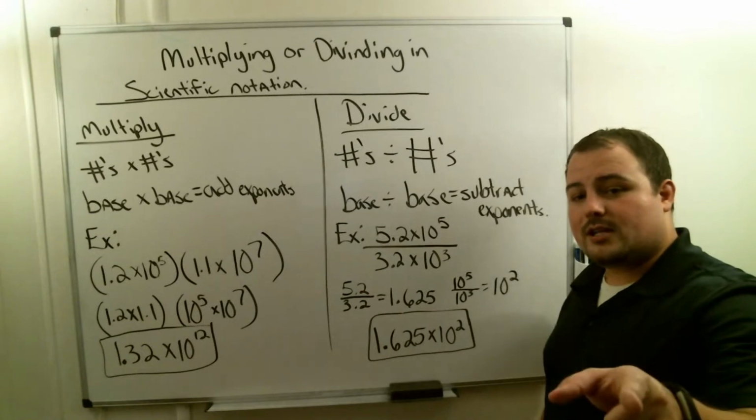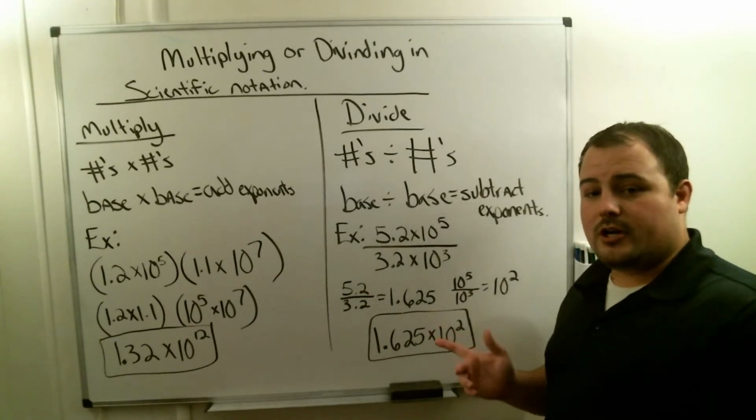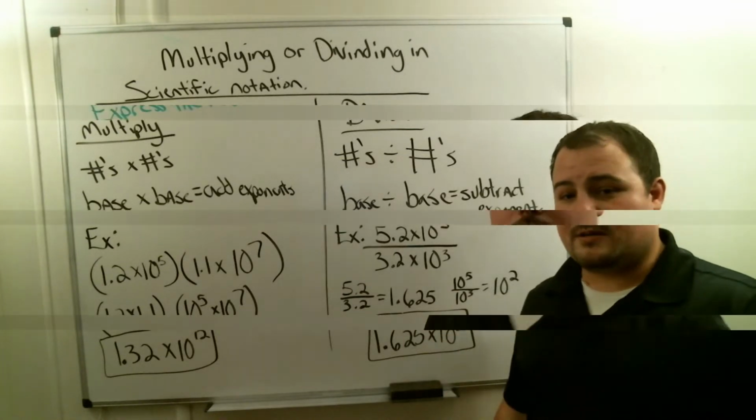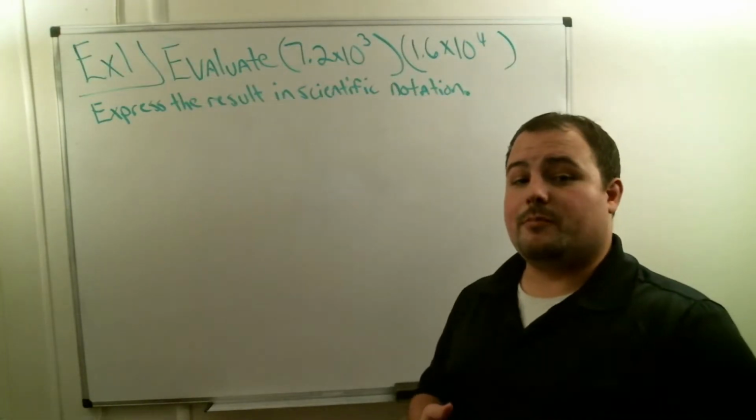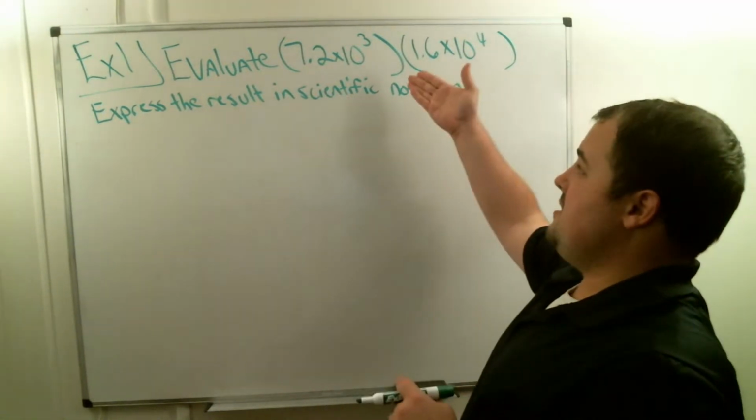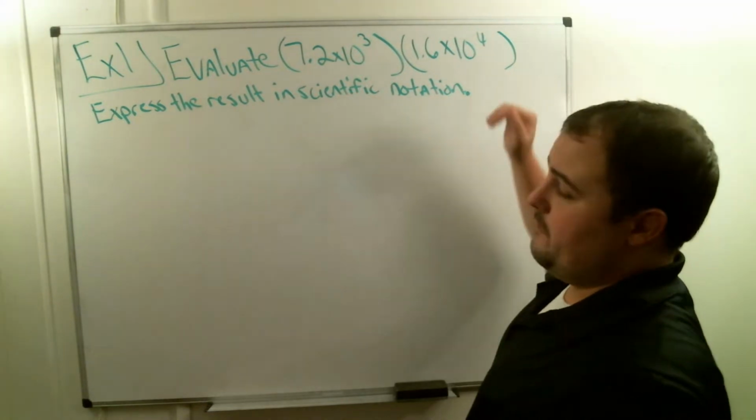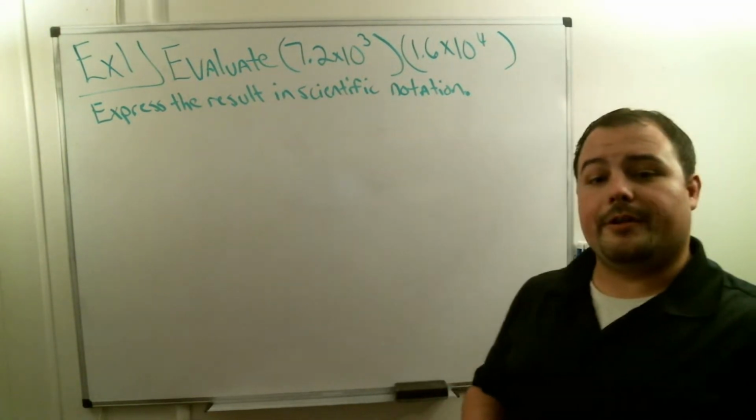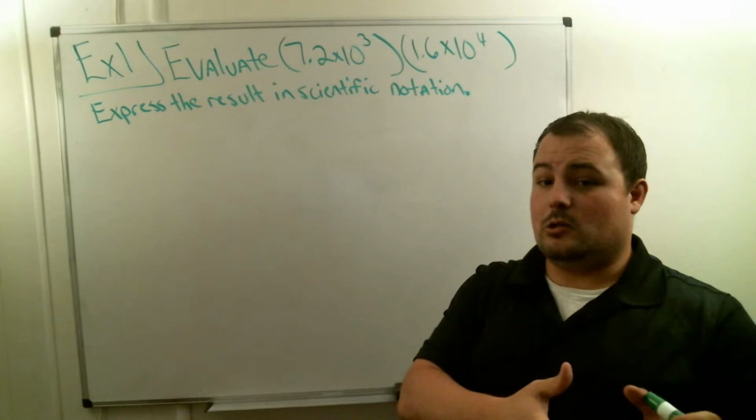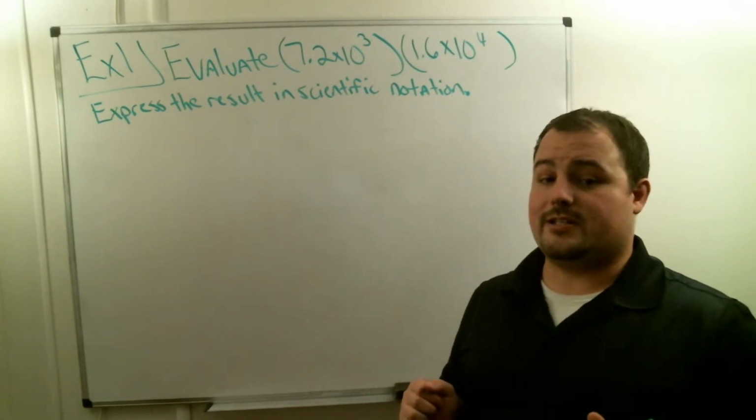What we're going to do is practice some examples and see how we can use these rules. So I'm going to go ahead and erase these rules and let's start some examples. In our first example, we're going to be evaluating 7.2 times 10 to the 3rd power times 1.6 times 10 to the 4th power. Notice that both of the numbers are in scientific notation. That's key number 1. If they're not, put them in scientific notation as we learned in the previous lesson.